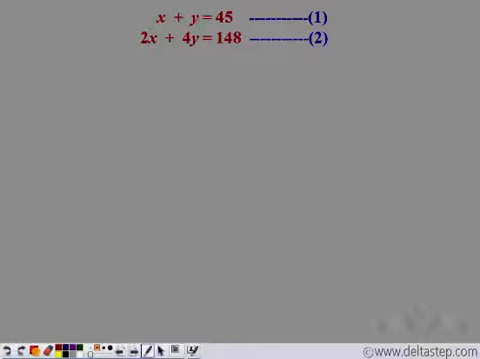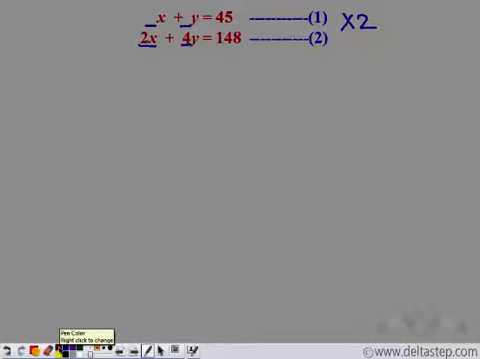The coefficient of x here is 1, and in this case the coefficient of x is 2, so they are not the same. The coefficient of y here is 1 and here it is 4, so again they are not the same. In order to eliminate one of the variables, we need to multiply either one or both of these equations by something. If we multiply equation 1 by 2, we will have 2x here, and we already have a 2x in the second equation. So we can get rid of x using that.